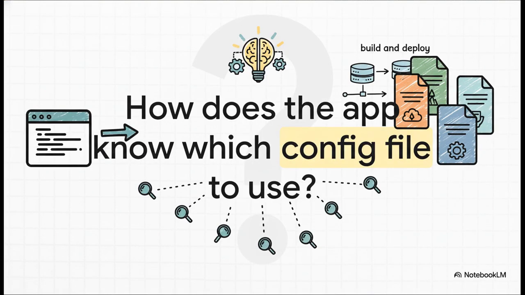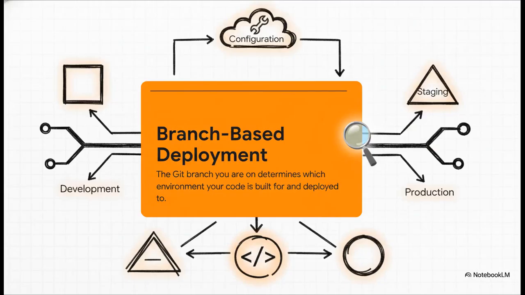Okay, so this leads us to the most important, practical question of all. How does this magic actually happen? How do we automatically connect our code to the correct configuration file when we build and deploy it? The answer lies in a standard industry practice called branch-based deployment. The core idea is actually really simple. The Git branch that you're working on is directly tied to a specific environment. Your branch tells the entire system which configuration it needs to use.